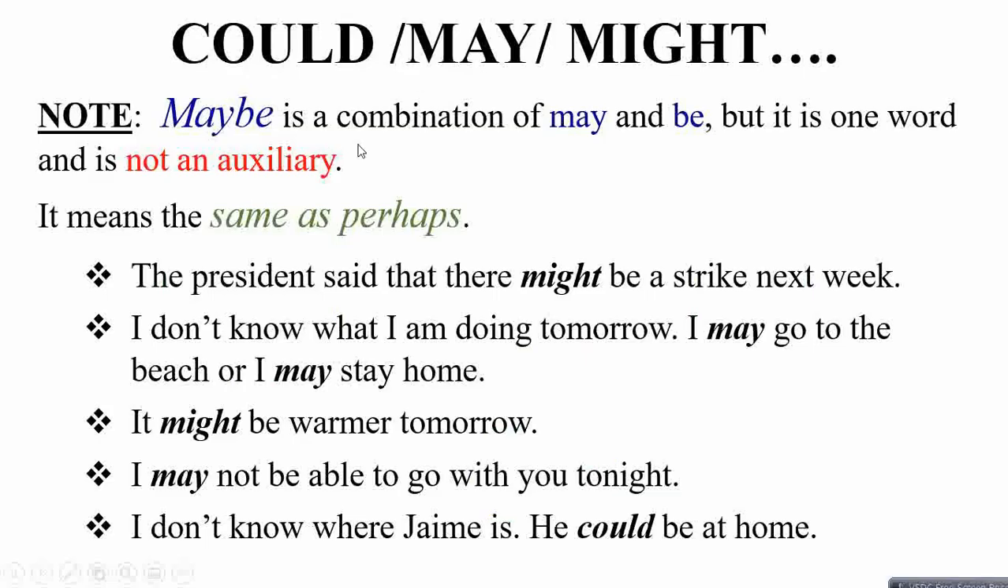It means the same as perhaps. Maybe means the same as perhaps. For example, the president said that there might be a strike yet next week. So it is just a possibility. The president is not sure yet.